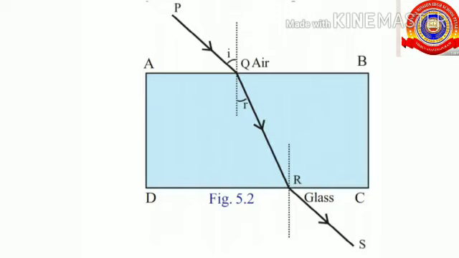At that time we can see that the light travels through the glass slab and enters into the air. At that time QR is the incident ray and RS is the refracted ray. We can draw normal at Q on AB and at R on CD. And from the figure you can understand that AB is the surface of separation of air and glass, and that CD is the surface of separation of glass and air.